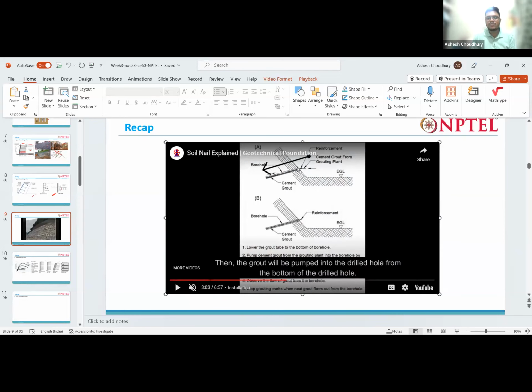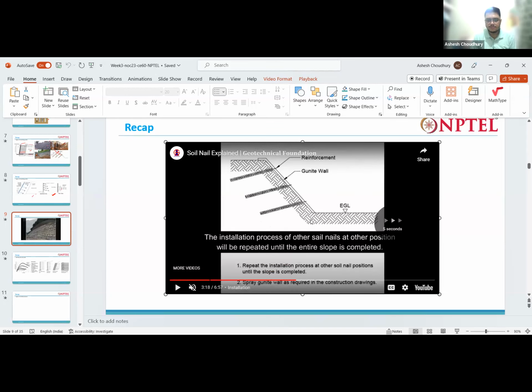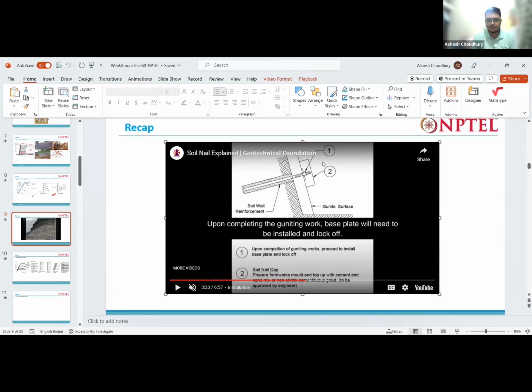Okay, so after we put it in, as I had said, we put some cement grout in that hole, so that the nail is firmly placed in the soil. So in that borehole there is the reinforcement, and we put cement grout in the hole. And after that, we can put some cap over it. We put a soil nail cap.